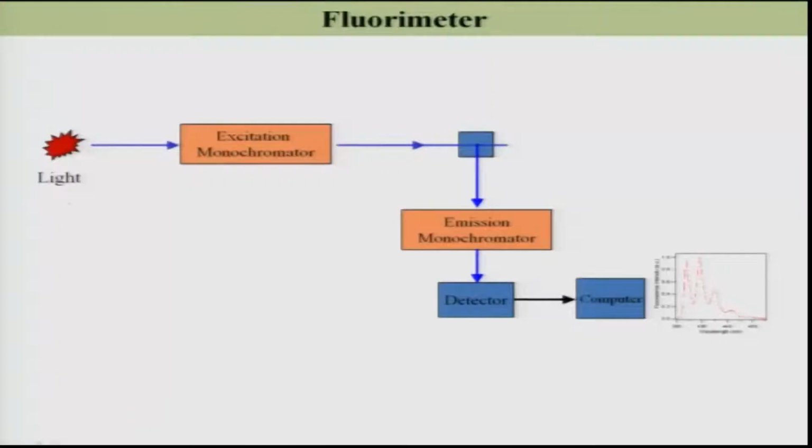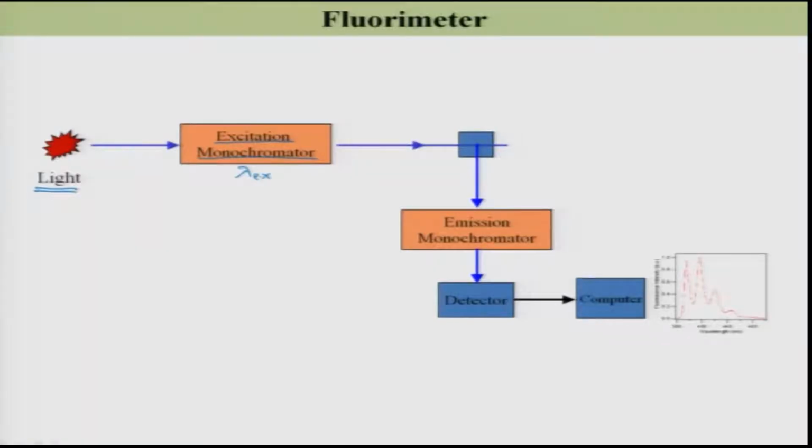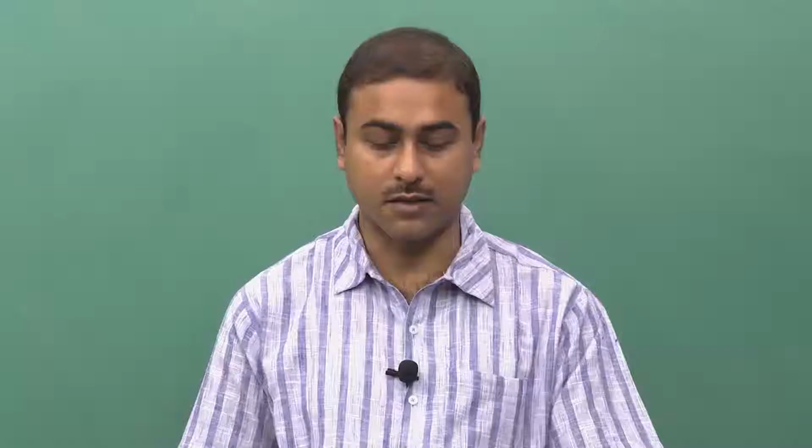In this case I have a light source that will be used for the excitation of your sample, and then I have this excitation monochromator. With this excitation monochromator you can choose your lambda excitation value. Obviously, every molecule will not absorb at the same excitation wavelength, and that depends on the absorption spectra. So this excitation monochromator helps you choose the proper excitation light wavelength out of the output of the excitation lamp.